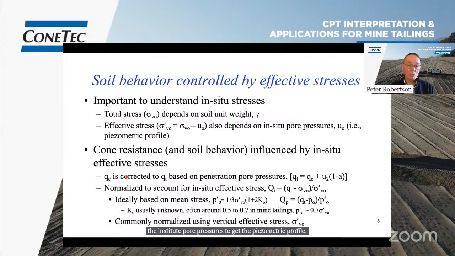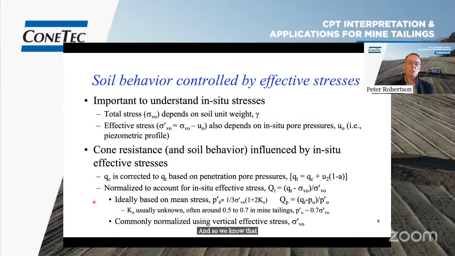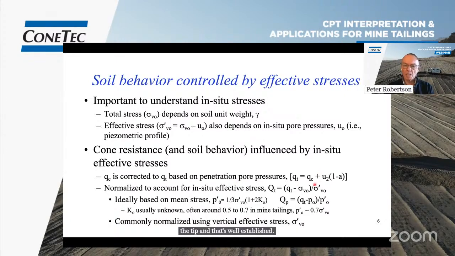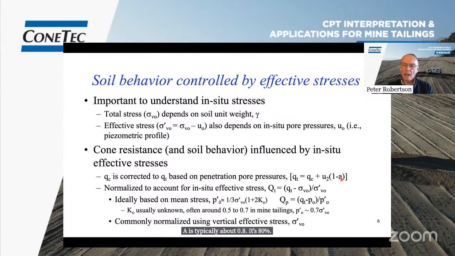And the cone resistance, like soil behavior in general, is influenced by effective stresses. And so we know that the measured tip resistance qc needs to be corrected for penetration pore pressures due to the unequal end area effect of the sleeve being just behind the tip. And that's well established. It's been around for almost 40 years now. So we correct the qc to qt using the measured pore pressure and the net area ratio a. a is typically about 0.8. It's 80% of the area.